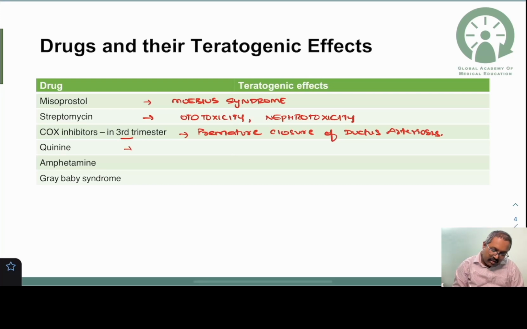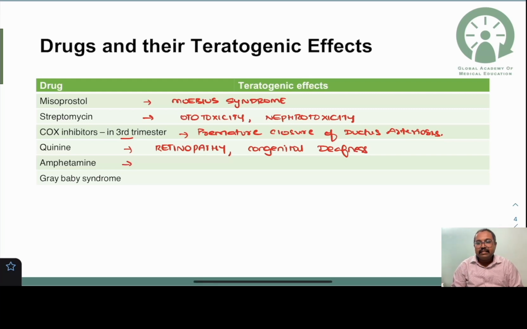What about quinine? Quinine, which is used as an anti-malarial drug, is known to cause retinopathy because of its deposition in the retina. They are also known to cause congenital deafness. So there can be blurring of vision as well as a decrease in hearing ability. So what about amphetamine? Amphetamine is known to cause hepatic calcification, and also arteritis.